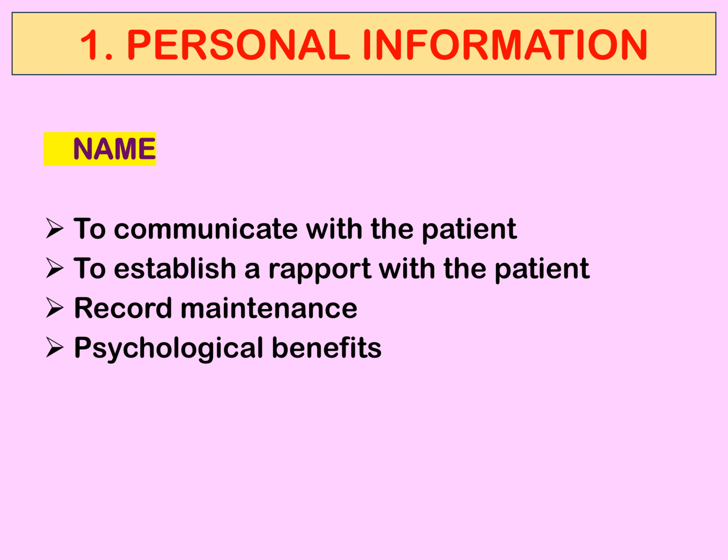So let's begin with the personal information. The first personal information we obtain from the patient is the name. It is important so that we can communicate with the patient. It also establishes a rapport with the patient. It is important for record maintenance, and also it provides psychological benefits to the patient whenever we call the patient with his or her name.